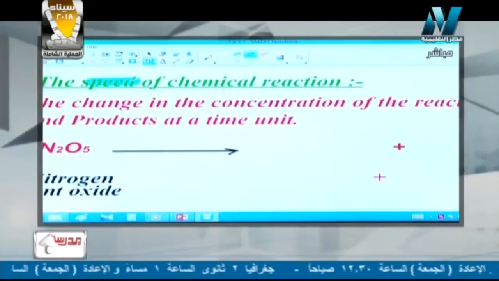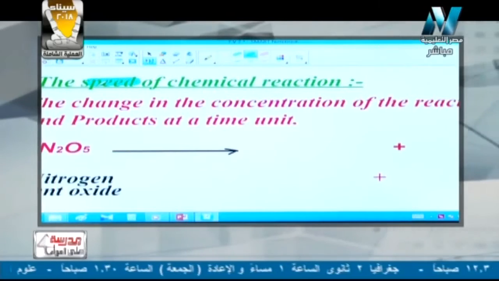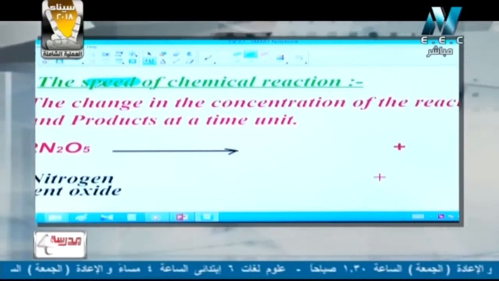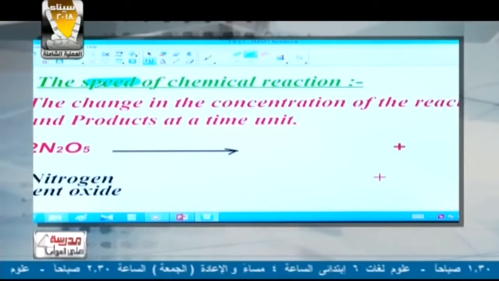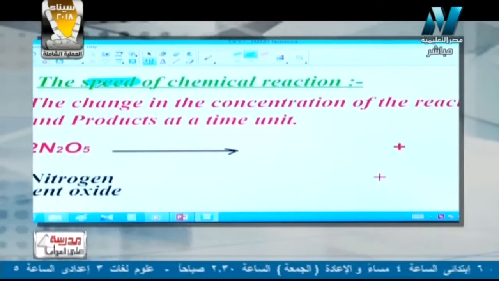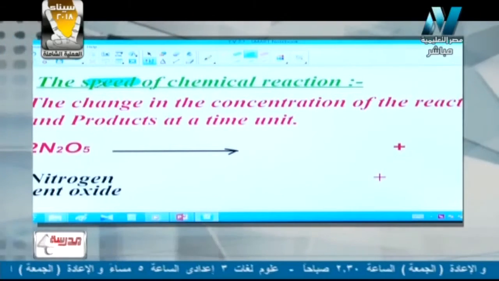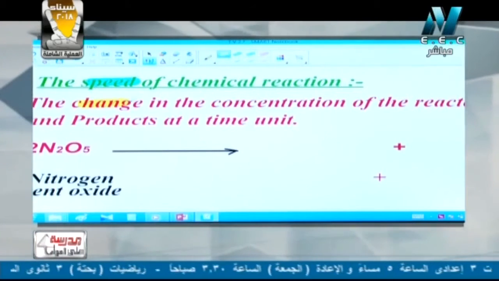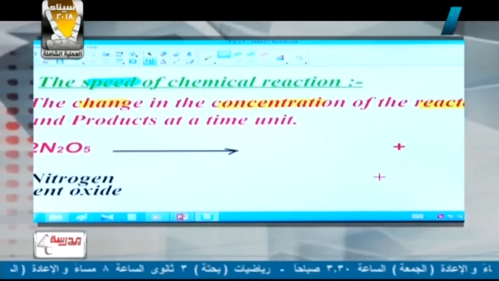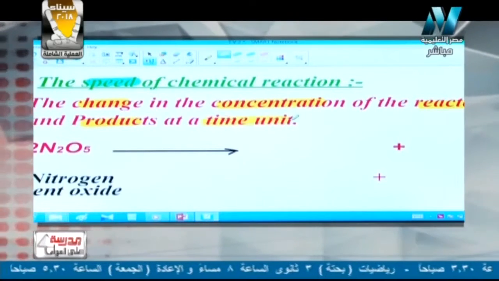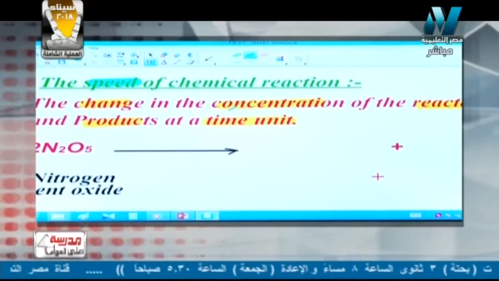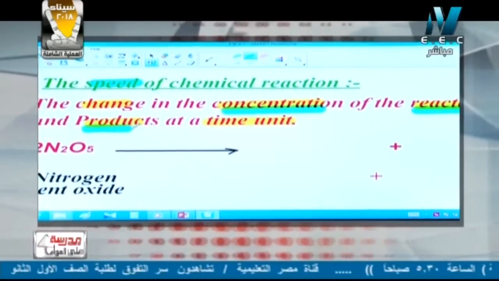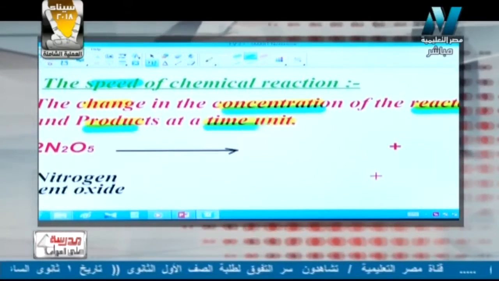So if we talk about the speed of chemical reaction, we should link between the reaction and the time. As we studied before in first term, if we talk about speed, we have distance and time according to the speed or velocity. But here we talk about the change in the concentration of the reactants and products per unit time. يعني تغير في concentration of reactants and products بمرور الوقت.